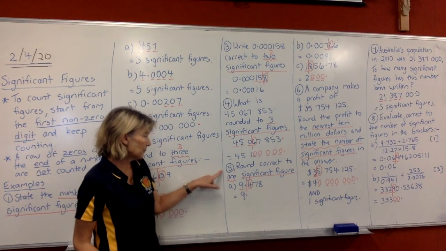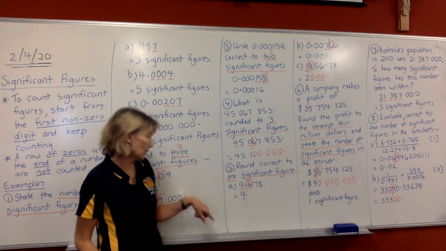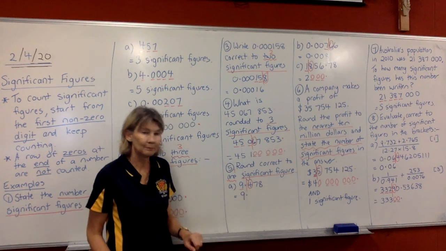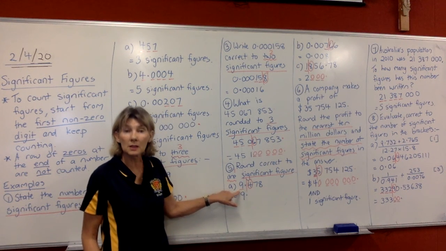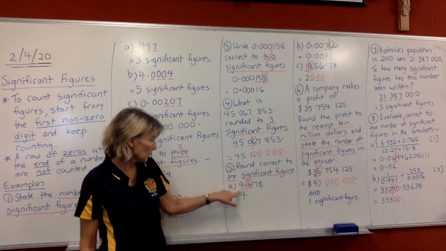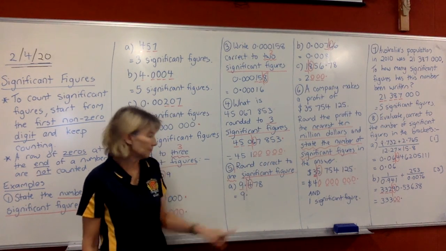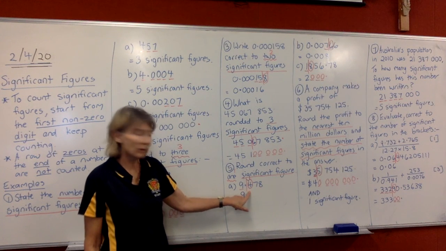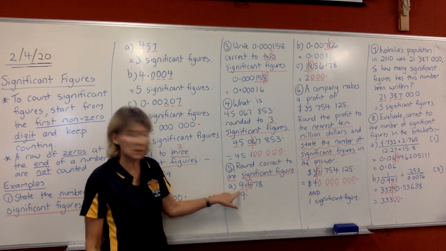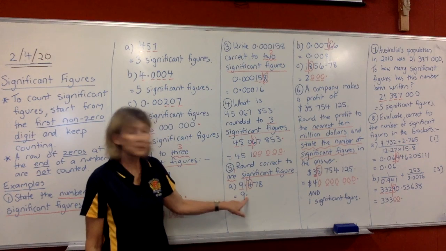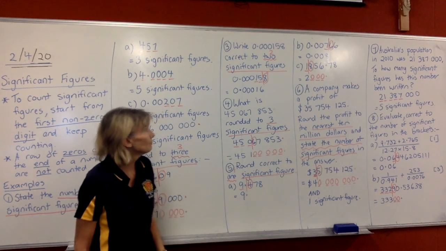Okay, so the next one, rounding correct to 1 significant figure. Here's our number, 1 significant figure. That's significant because it's not a 0. So there's your 1 significant figure. Draw your line and circle the next digit. This is less than 5, so the number before the line will stay as it is. And we're up to the decimal point, so that's it.